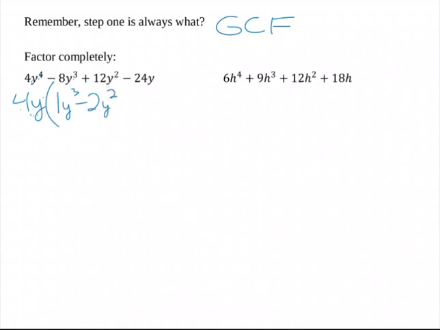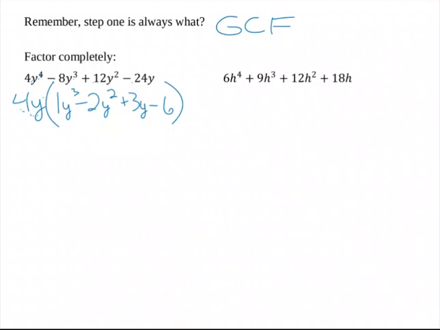So negative 2y squared. Then we have positive 12 divided by positive 4, which is positive 3. And then we're going to have y to the first. And then we have negative 24 divided by positive 4, which is negative 6. And then y divided by y. We had a y there. We pulled out the y, it isn't there anymore. So that's what we get.